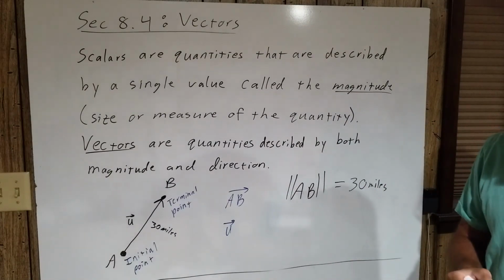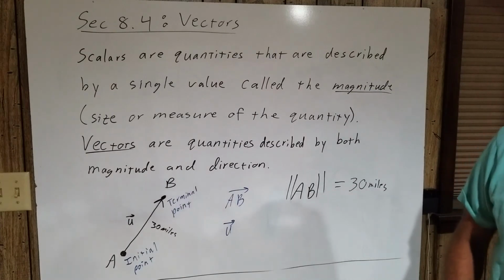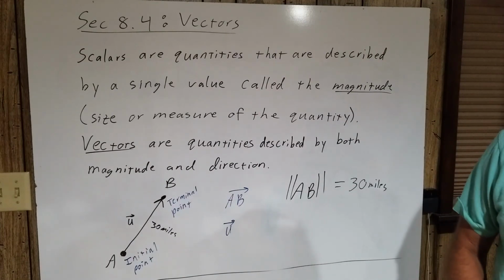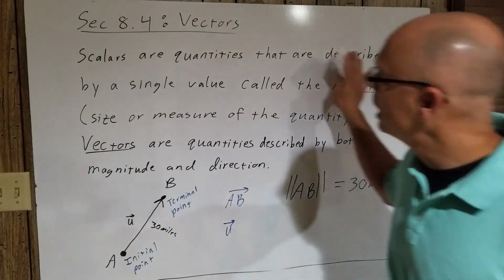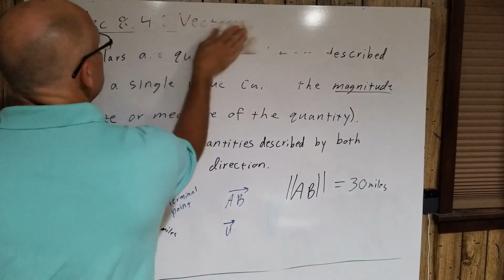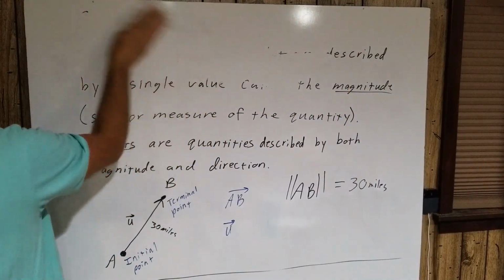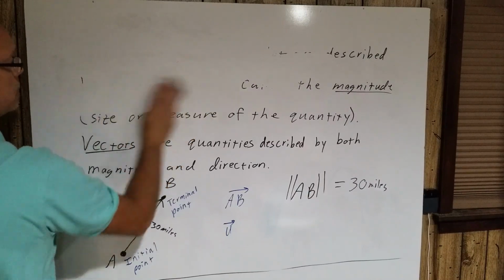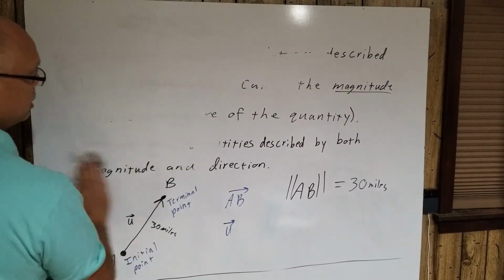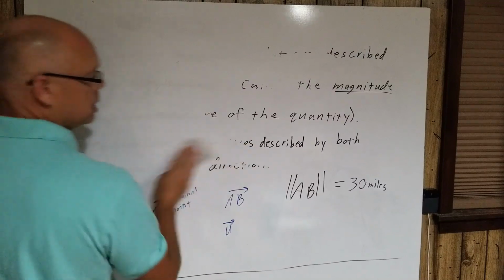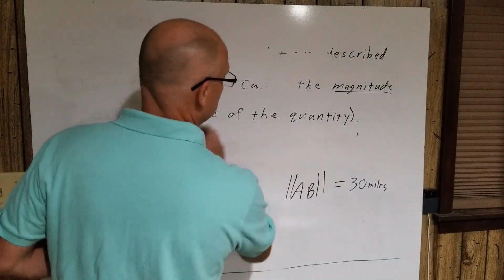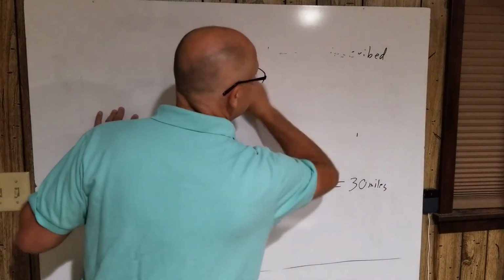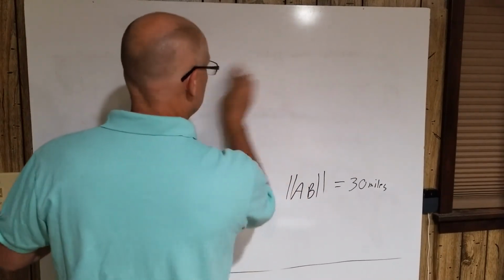Alright. Next, your book talks about two vectors are equal if they have the same magnitude and direction, okay? So let's see what they're talking about there. How you like the fancy eraser here, paper towel. Alright, so they're talking about two vectors are equal if they have the same magnitude and the same direction. Let's see what that looks like. Got all this erased.